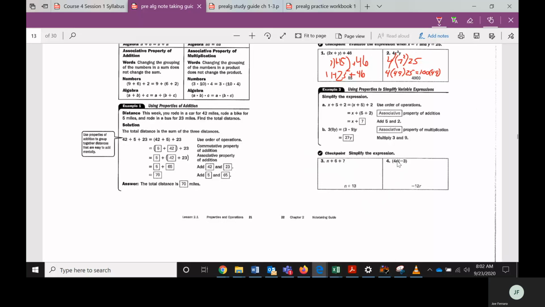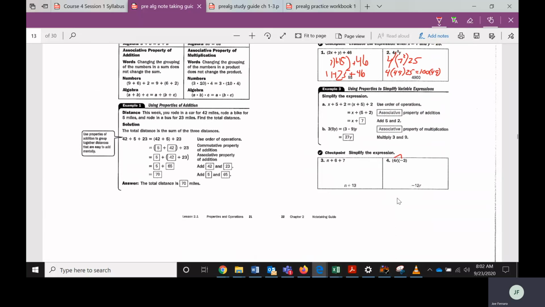Here, even though it looks like 4 has to go times r and then times -3, it's all multiplication, so you can do 4 times the -3 first, it's -12, and then put the r on there. Okay.